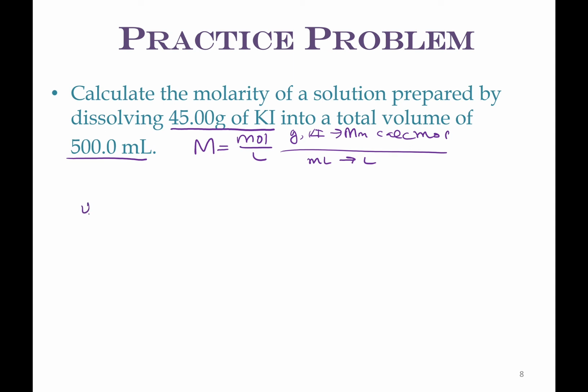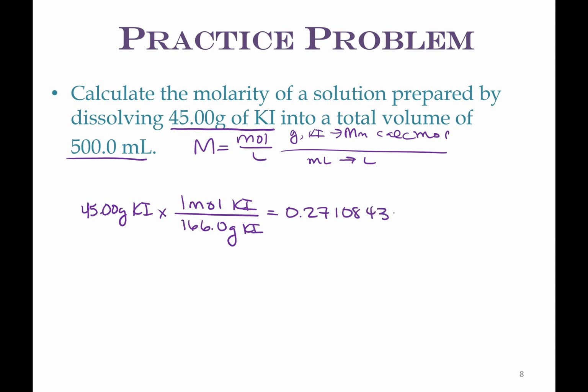So 45 grams of potassium iodide. And the molar mass of potassium iodide is 166.0 grams per mole. So there are 166.0 grams of potassium iodide in 1 mole of potassium iodide. So 45 divided by 166 is 0.27108433373 moles of potassium iodide.